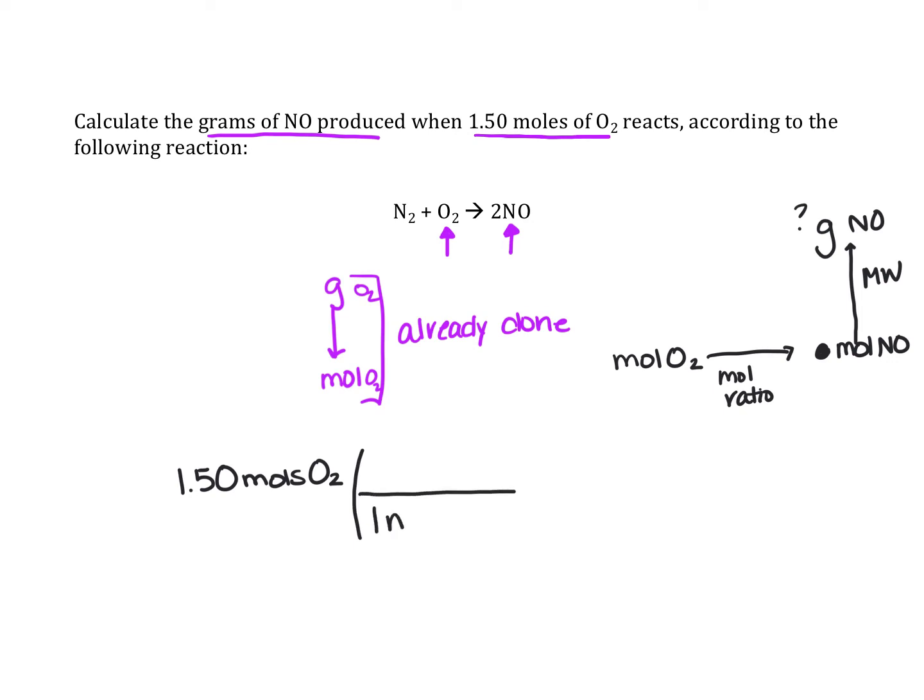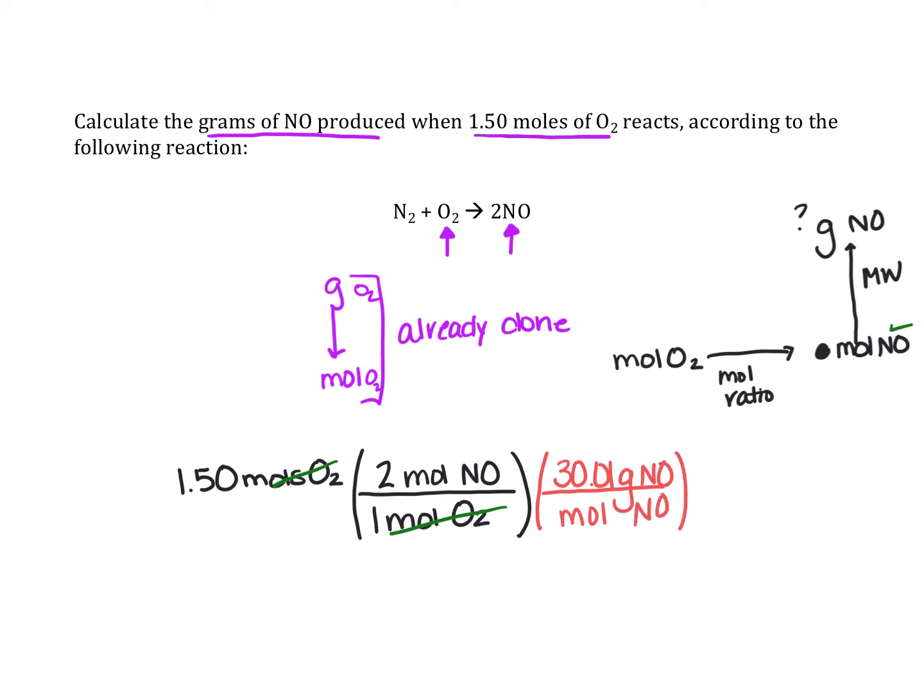So we look and we see we have 1 mole of O2 per 2 moles of NO. We find that our moles of O2 cancel, and we've got moles of NO, so we're right here. And then we're going to go from moles of NO to grams of NO. And so we're going to use the molar mass to do this. The molar mass is 30.01 grams of NO per mole of NO.